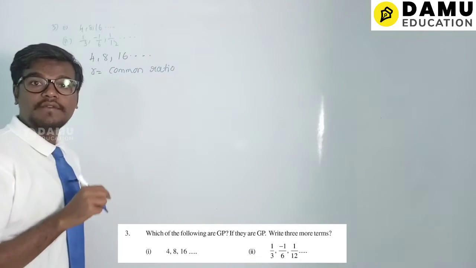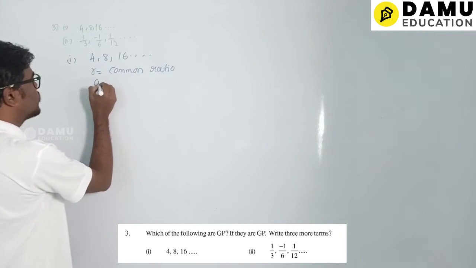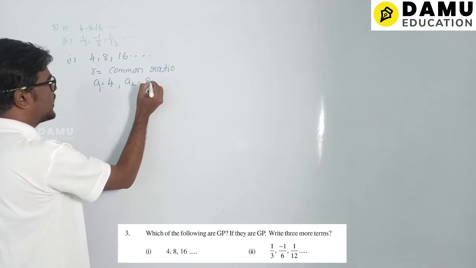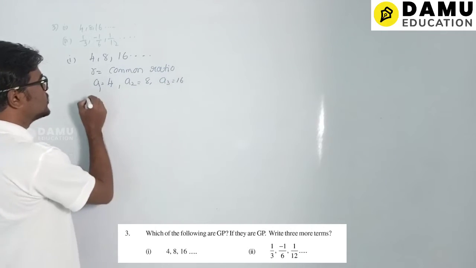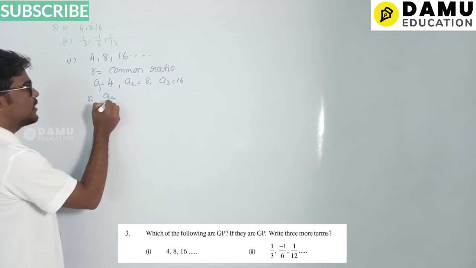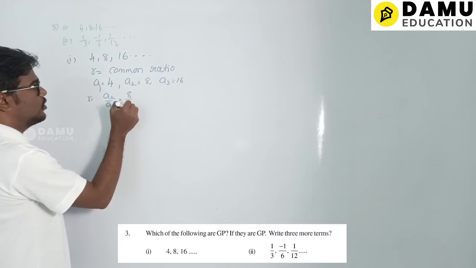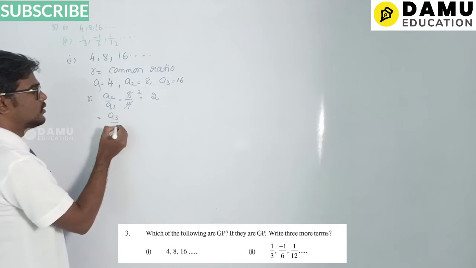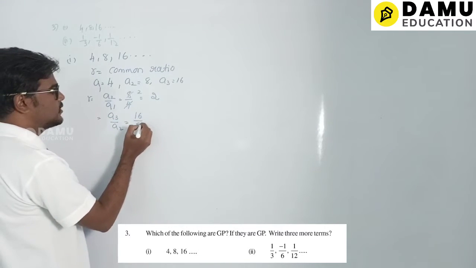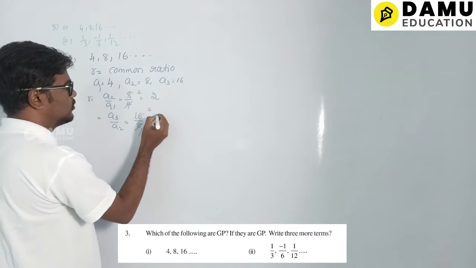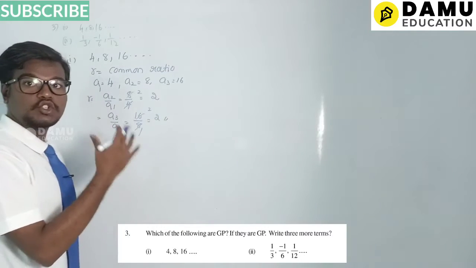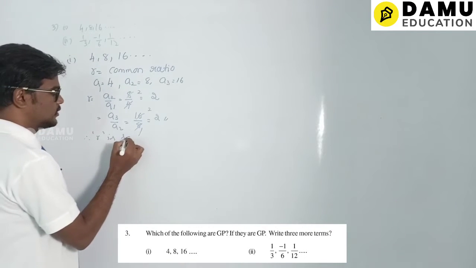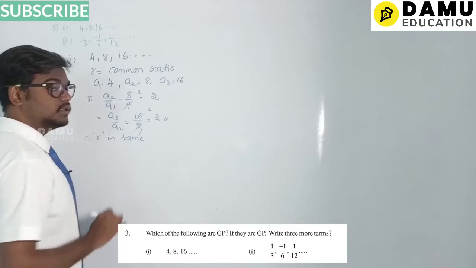So what is A1? A1 is equal to 4, A2 is equal to 8, and A3 is equal to 16. The ratio, you can take A2 by A1, that is 8 by 4. 4 ones are 4, 4 twos are 8, that is 2, we got it. Then A3 by A2, 16 by 8, 8 ones are 8, 8 twos are 16, that is 2. Yes, we got it. The common ratio is the same, therefore R is the same for all the quantities.